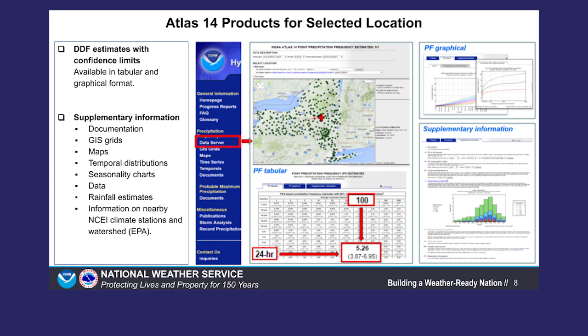The PF Graphical tab shows data tables as depth, duration, frequency curves, with an option of also displaying curves for the upper and lower bounds of confidence intervals. Lastly, the Supplementary Information tab provides links to additional data and information applicable for that location, such as documentation, precipitation frequency and confidence limits grids in GIS-compatible formats, cartographic maps, temporal distributions, seasonality graphs, time series data, and various miscellaneous information.